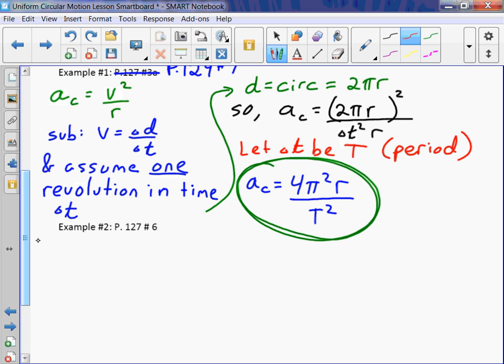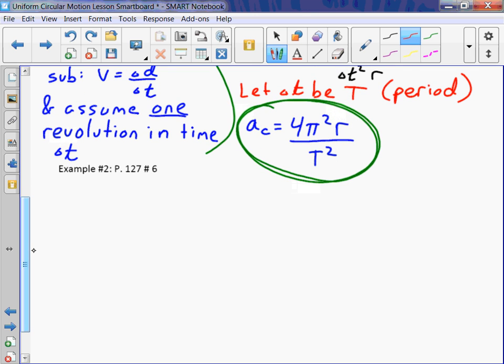Period is the time per rotation. Okay, so for anything moving in a cyclical nature, like a piston moving up and down, T would be the time for one down and up. Yeah, that's right. Okay.